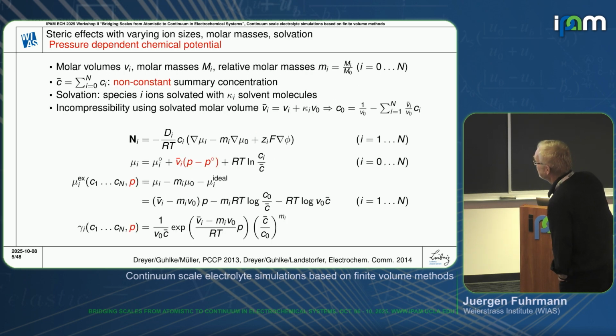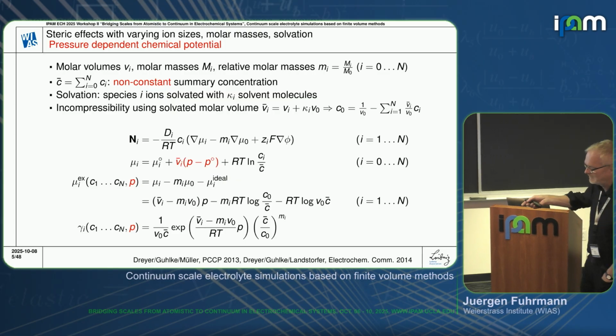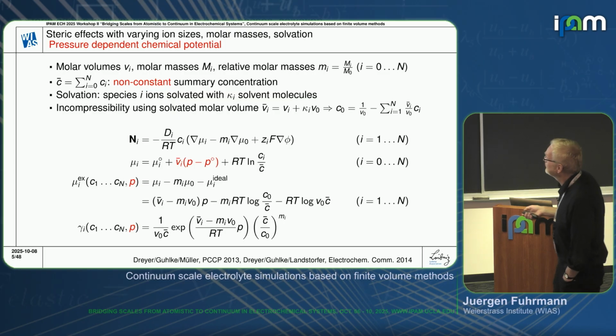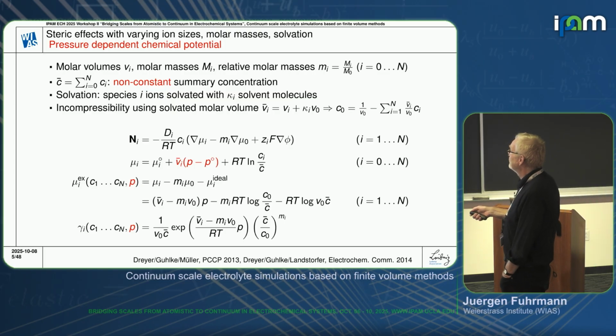Then we can try to improve this model. This gives some interpretation of Manuel Landstorfer's talk. We introduce molar volumes, so ions can now have different sizes. We introduce molar masses and relative molar masses.